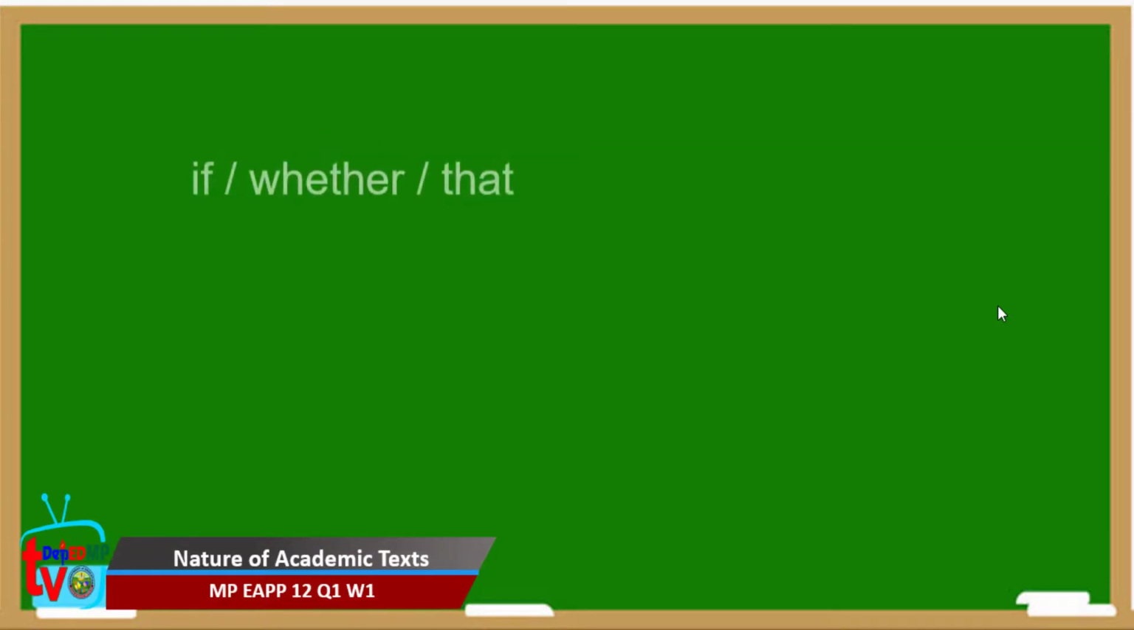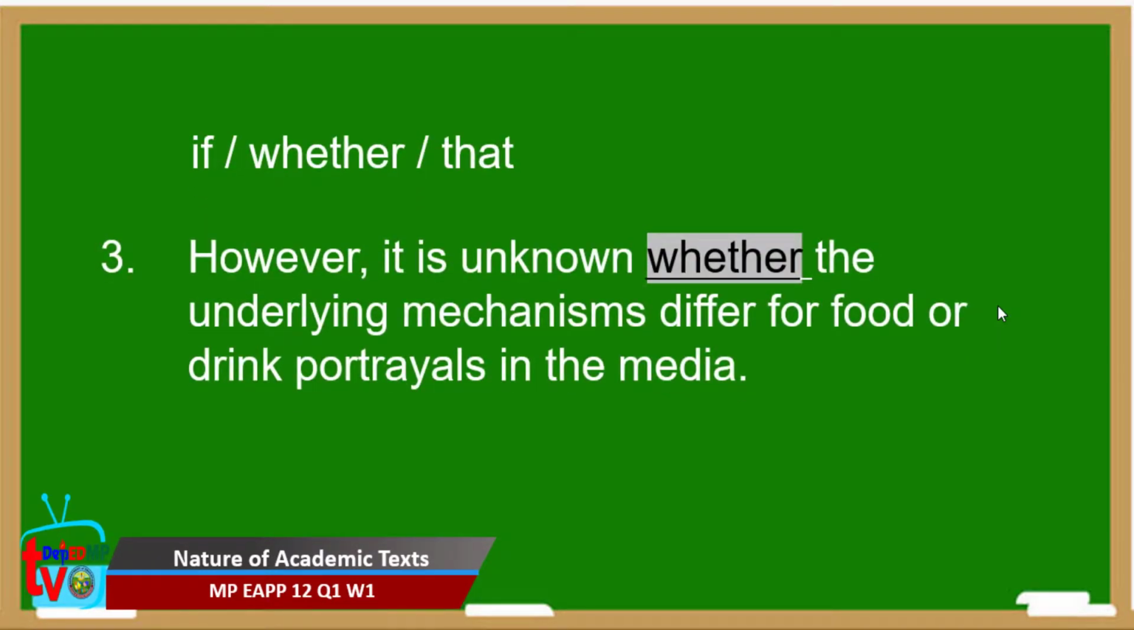Next sentence. However, it is unknown whether the underlying mechanisms differ for food or drink portrayals in the media. Okay, so the answer there is whether, not if, and not that. If could also be used, although it is less favorable than whether because it sounds less formal. That is inappropriate because it does not express the concept of unknown outcomes in the future.